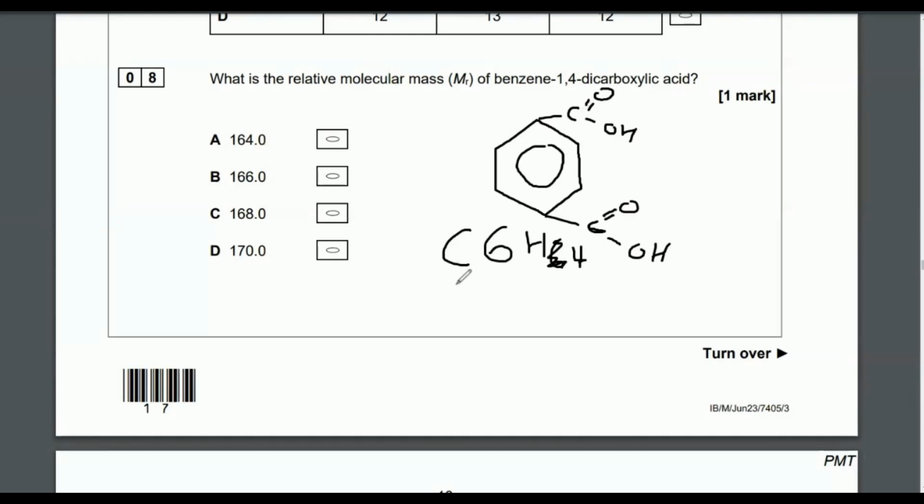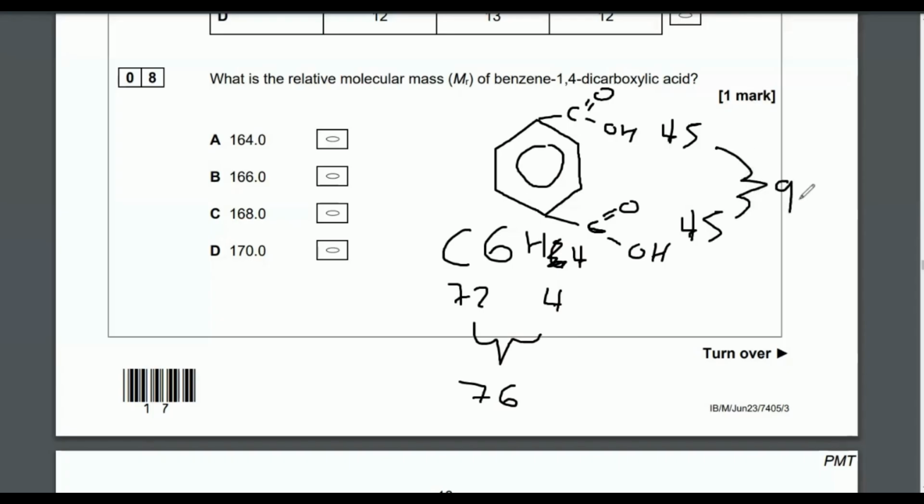So C6, 6 times 12 is 72, plus the 4 for the hydrogen, we're actually looking at 76, whereas we'd probably be looking at 78 for the benzene ring normally. Okay, now we're looking at the carboxylic acid. We've got 12 plus 32 for the 2 oxygens, plus the hydrogen, so 45. So we've got 45 for each of these. Combined together, they make 90. So we're going to do 90 plus 76, and that is going to give us 166. And that means the answer is B.